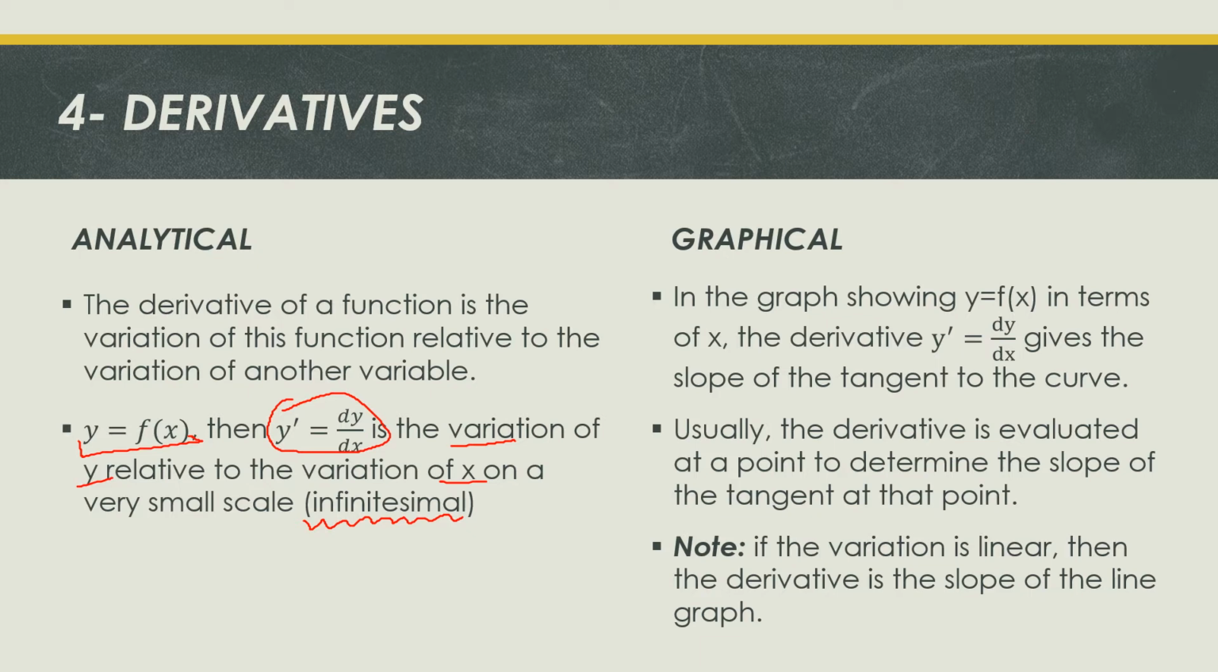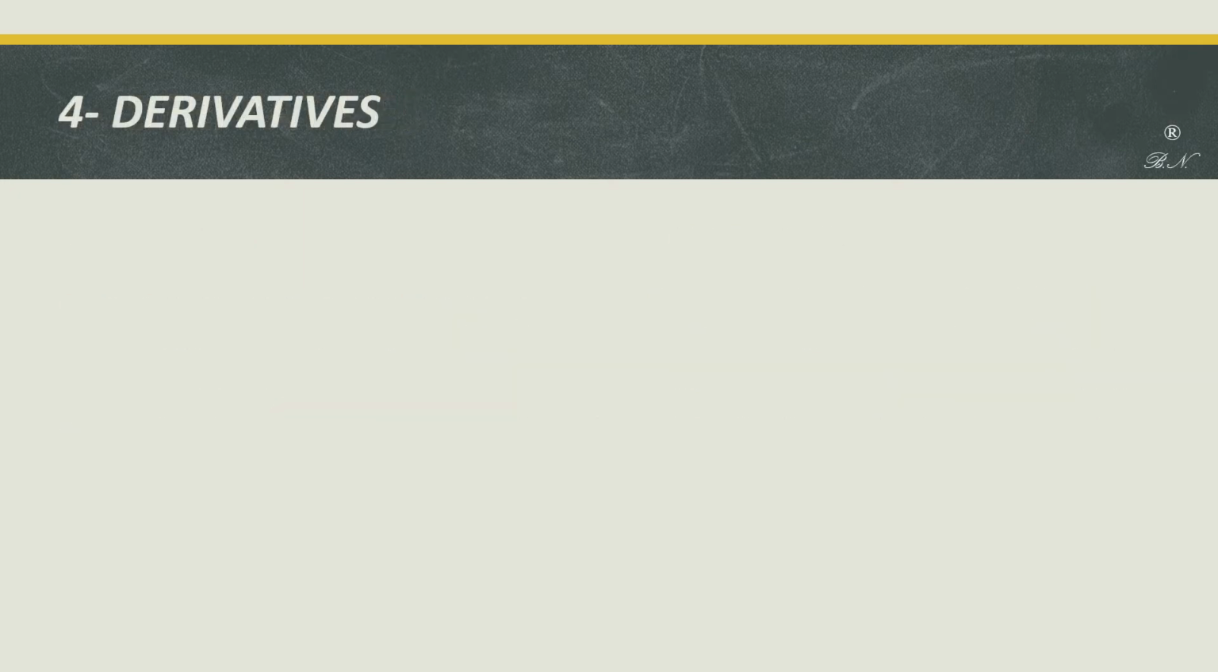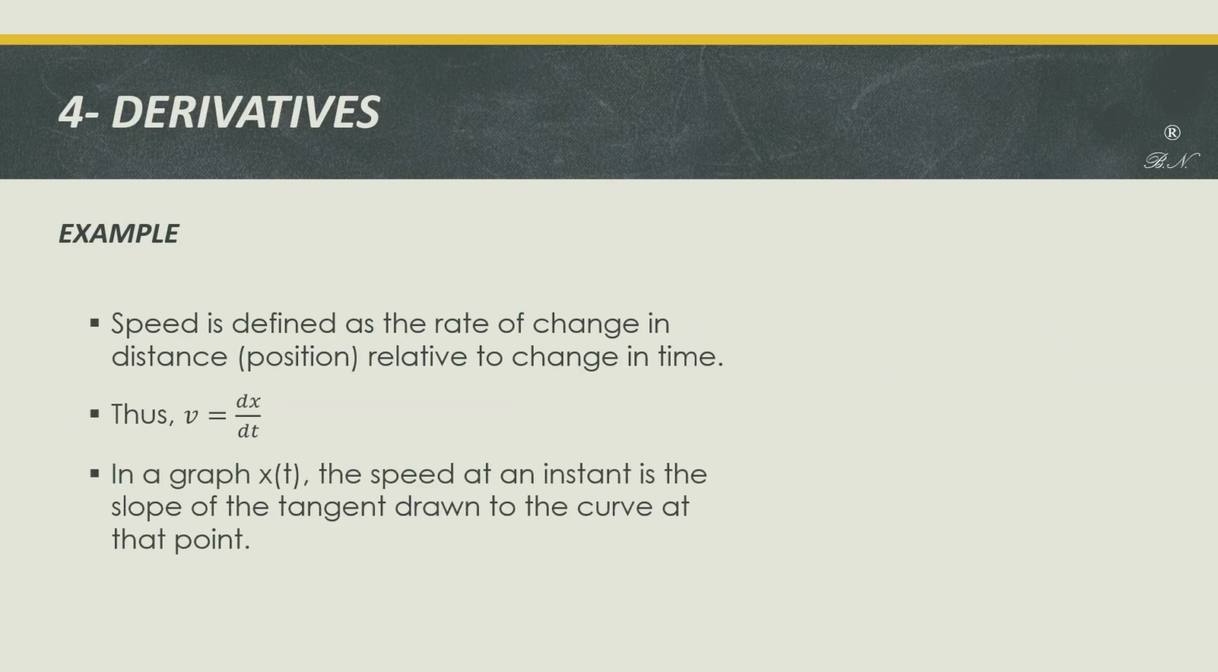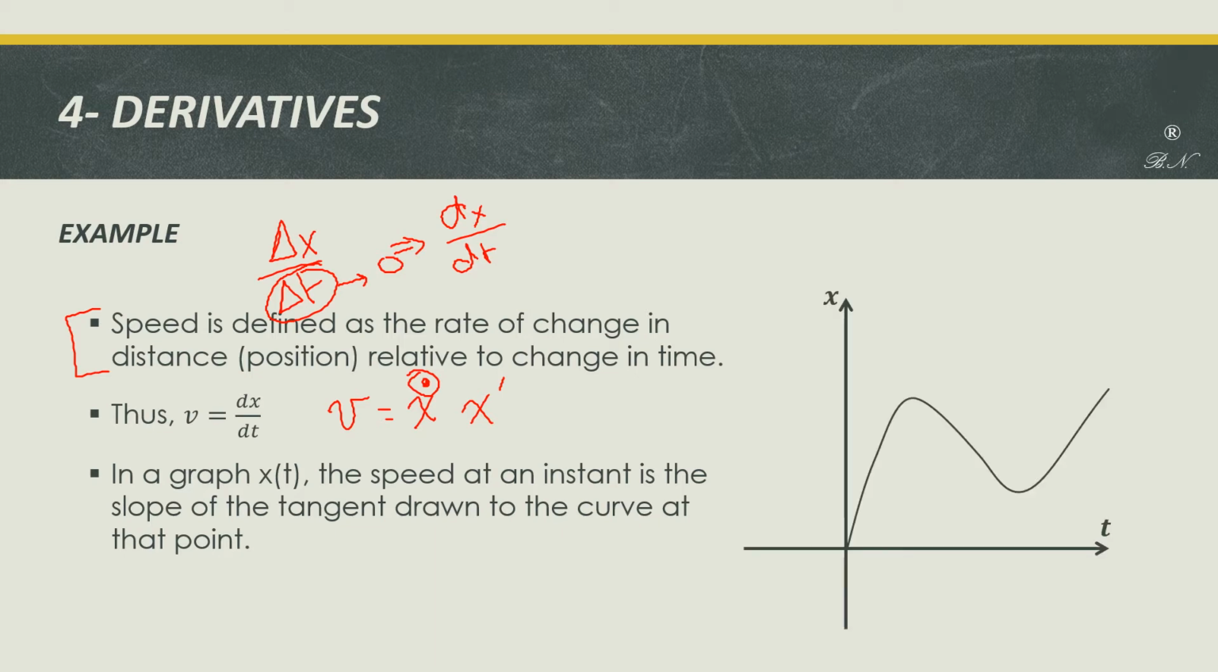Okay, now we go to the application. Speed is defined as the rate of change in distance relative to the change in time. By just following the definition, rate of change of distance with respect to time. Now take that delta t to be small, tending to 0, then you get dx by dt. Thus, we can say that v equals x prime. You notice that we can say x prime or x dot. Usually we use the dot to indicate the derivative with respect to time. Now, in a graph x of t, the speed at an instant is the slope of the tangent.